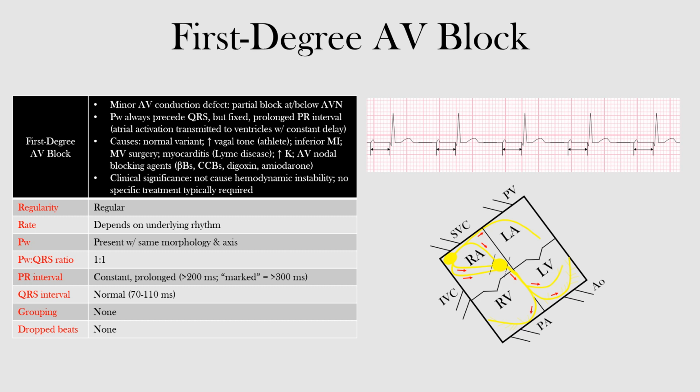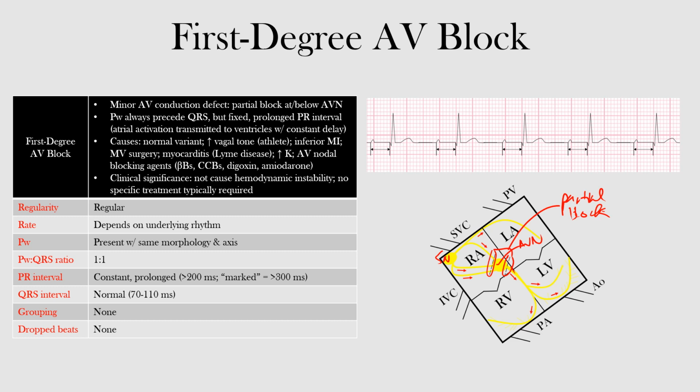So if you look here, this is our sinus node. Then we have our internodal pathways, and this here is our AV node. Then we go through our His bundle, our right and left bundle branches, and the fascicles, and so forth. So what we're saying here is that we have a partial block at or below the AV node. So this is a partial block, a minor conduction defect that we have going on there.